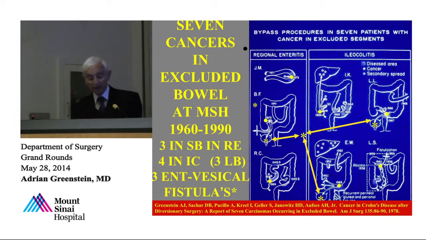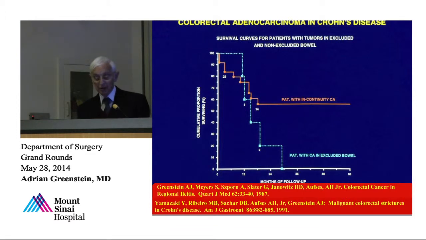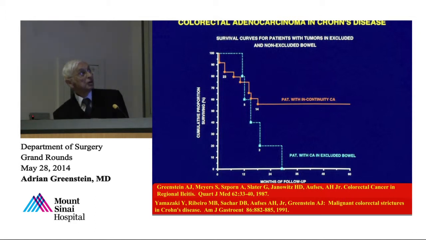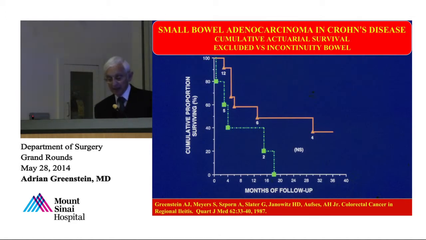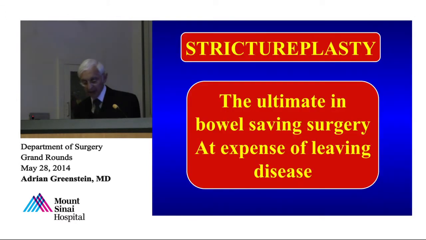When we looked at the survival of patients with colorectal adenocarcinoma and Crohn's disease, patients with incontinuity carcinoma did much better than those with diversionary cancers. And this applied both to the small bowel and to the large bowel. All these patients with diverted cancers were dead by about 20 months. The ultimate bowel-saving surgery at the expense of leaving disease was strictureplasty, and this was the next phase.